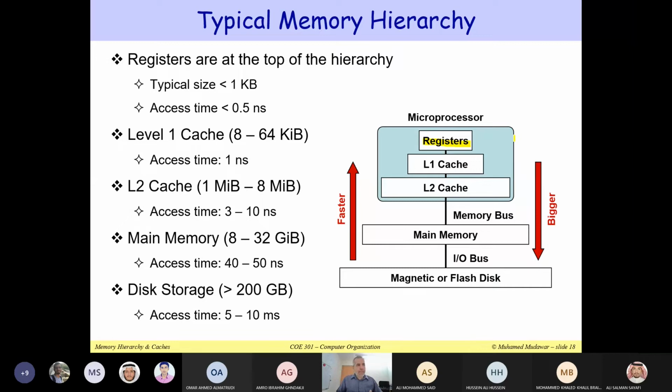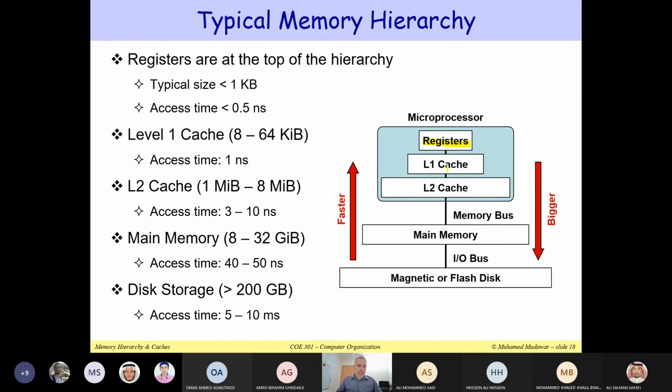The access time is really fast. To read or write a register in the register file typically takes a fraction of a nanosecond. Of course, technology is improving and these numbers can change. I'm showing here less than half a nanosecond, but it can be even much smaller than that, to read or to write a register in the register file. So the register file appears on top of the memory hierarchy.